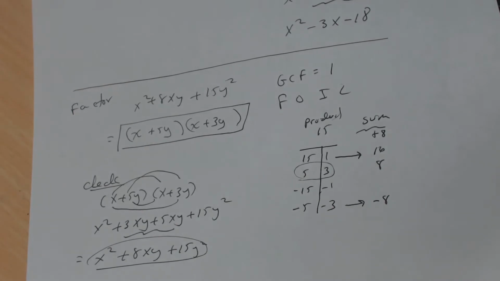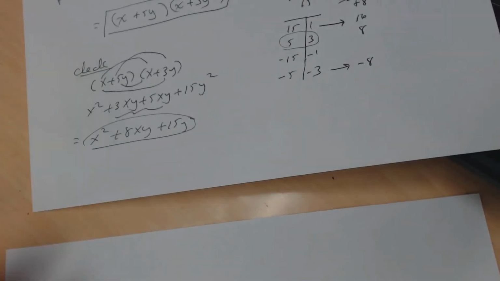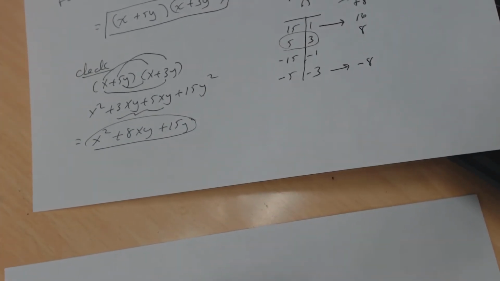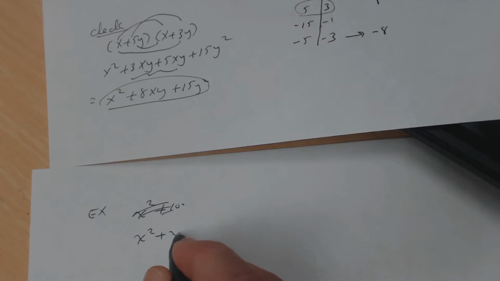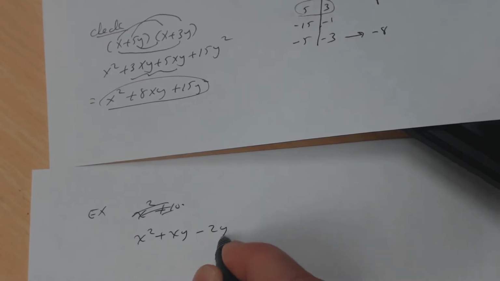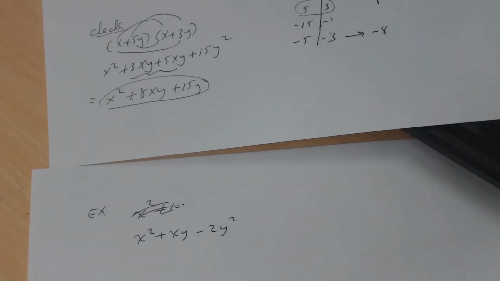Okay, now let's look at this example. Suppose we had this. So I want to factor, let me rewrite this, x squared plus xy minus 2y squared. So x squared plus xy minus 2y squared.